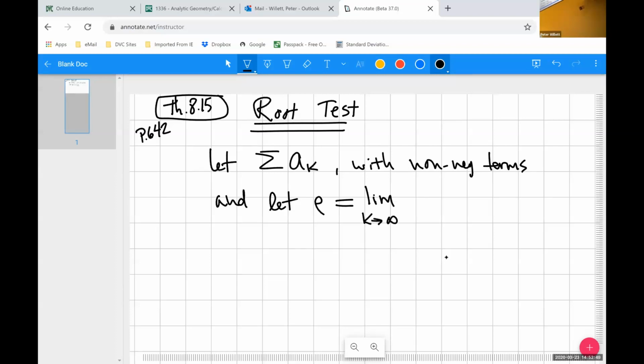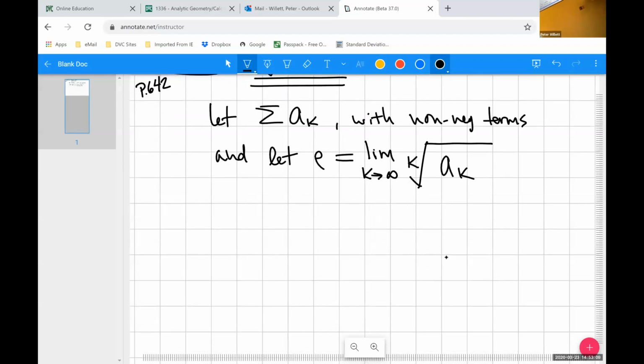So what is it? We're not going to have a ratio this time. It's a root test, so we're going to have a root. And our root is going to be the kth root of a sub k. So it may sound disastrous to add a root onto something when we're trying to take a limit, because limits of root problems are not usually friendly, but we'll examine that in a minute.